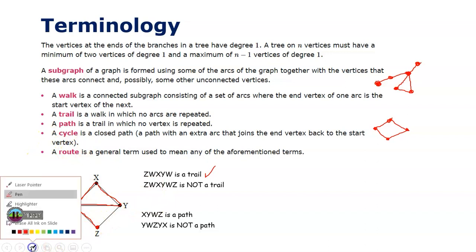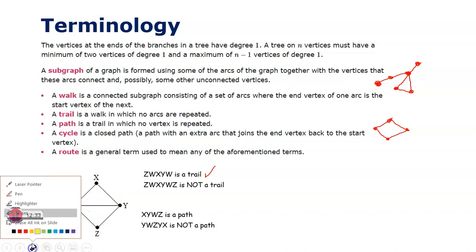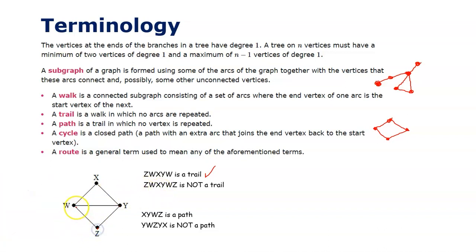The next one, if I just rub all that out. Let's try erase it this time. Yeah, there it is. So if I just try to draw this next one, it goes from Z to W to X to Y to W to Z. So we get back to where we started, but it's not a trail, because I've gone down WZ twice. And then X, Y, W, Z. I think that is that one, and they're saying that is a path. Okay, reasonable.